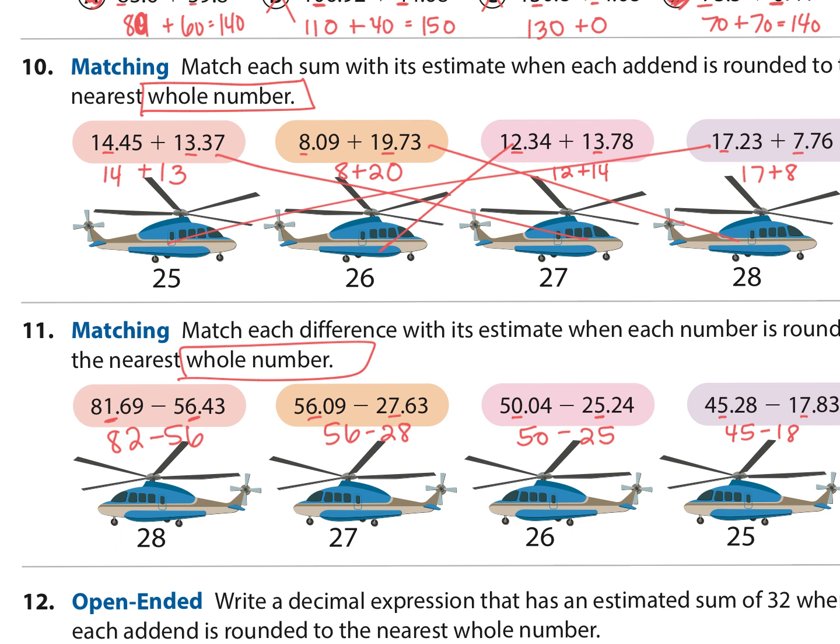The third one's probably the easiest because those numbers are compatible. They work really well together. I know this is 25. What would that peach one in the very front match up to? 26. The orange one would match up to 28. And then the purple goes to 27. All right.